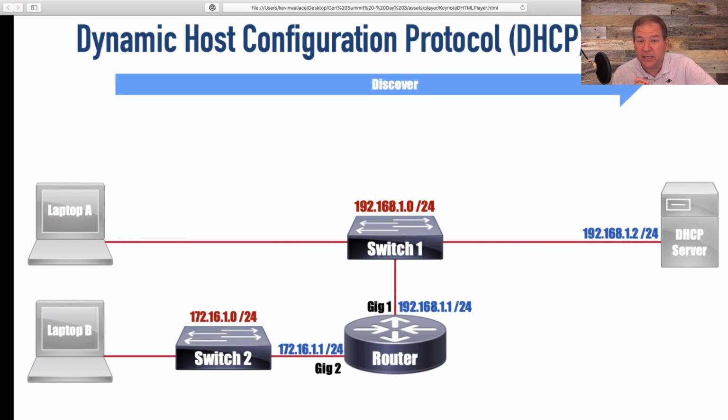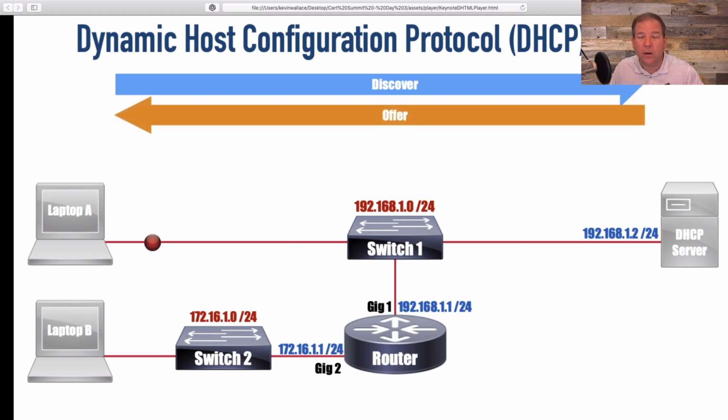And that first message is the D in DORA. It's the discover message. We're trying to discover a DHCP server by broadcasting out, are there any DHCP servers out there? And in this case, there is one. And it's going to respond with the O in DORA. It's going to respond with an offer saying, yes, I'm a DHCP server. I would like to offer my services. And here's my IP address.